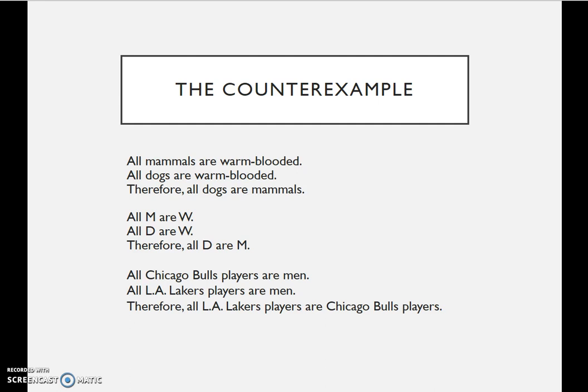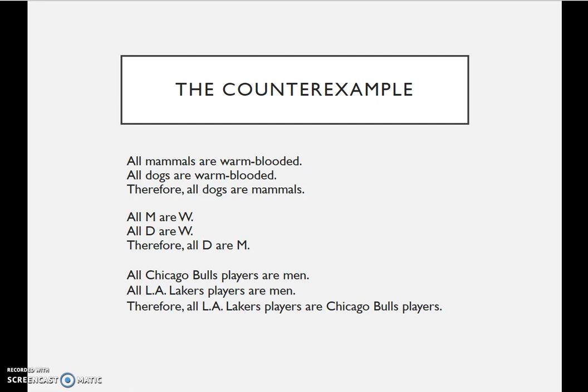You can use that form to make an argument that is very clearly an invalid argument because it has true premises and a false conclusion. So, for example, you could build this argument on that form. All Chicago Bulls players are men. All Los Angeles Lakers players are men.